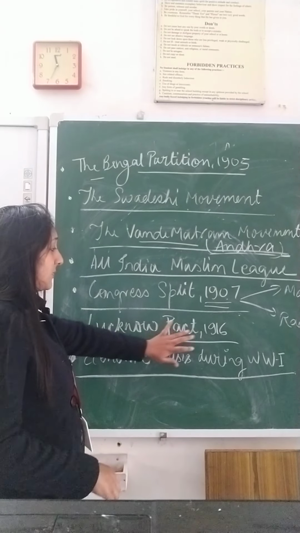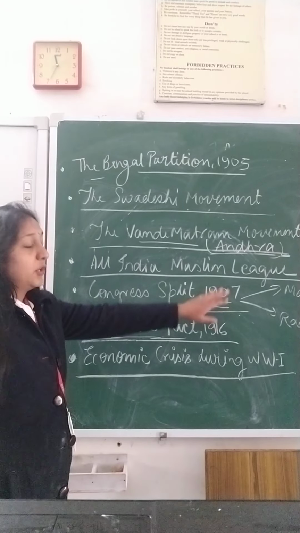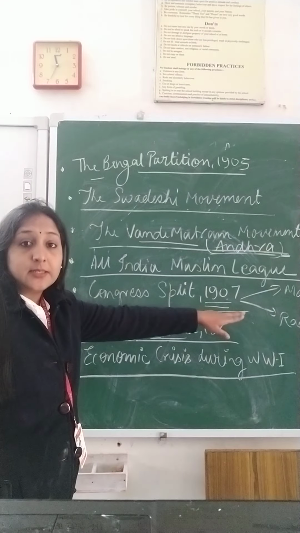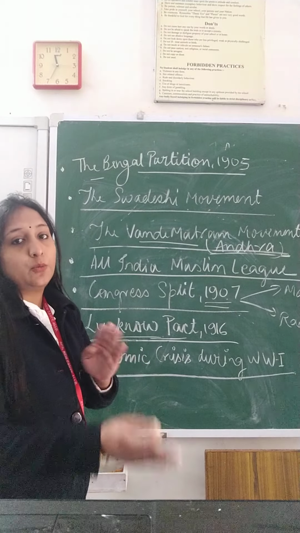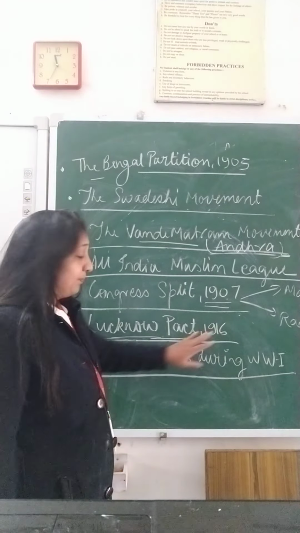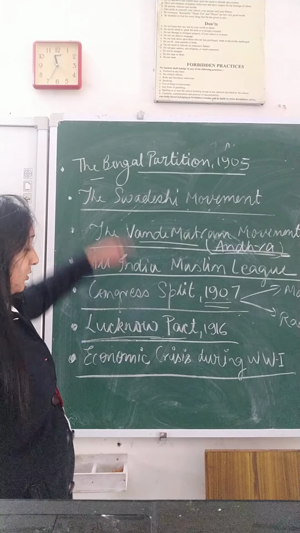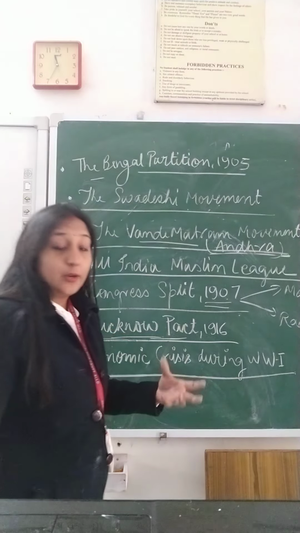So the Lucknow Pact is famous because it helped in the unison of moderates and radicals inside Congress, and it is a pact made between the Muslim League and the united Congress in 1916. Okay. Apart from these developments, there was one very important thing going on.